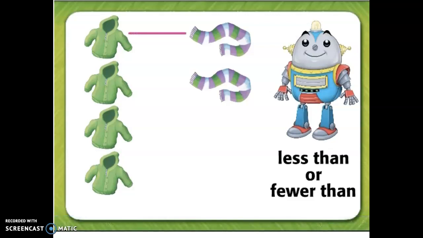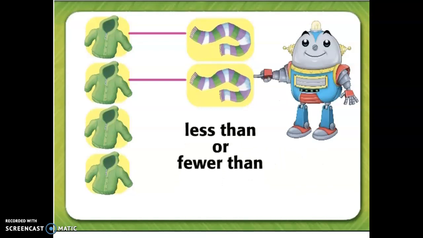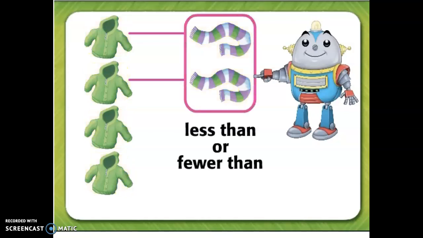Draw a line from the first jacket to the first scarf. Draw a line from the second jacket to the second scarf. There are not enough scarves in the second group to match each jacket in the first group. The second group is less than, or has fewer objects than, the first group. Draw a circle around the group of scarves.